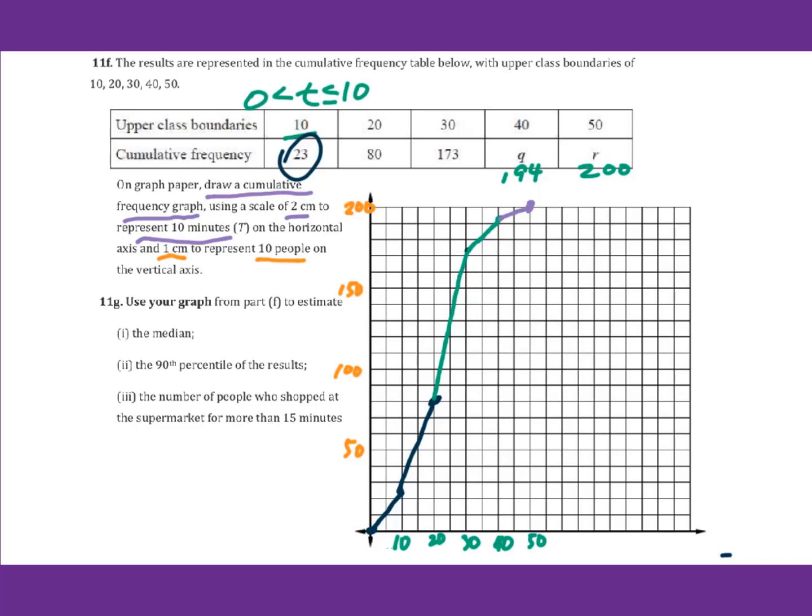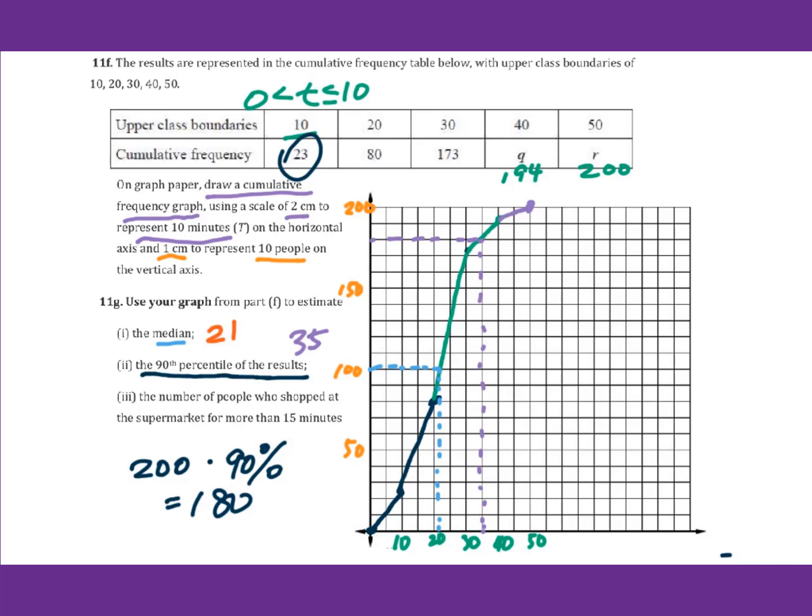Now from the graph, you need to figure out the median. So 100 here. This will be the median. You could see that's 20.5 or 21. Let's do 21 here. Second one, the 90th percentile of the result. That means 200 multiplied by 90%. You will get 180. So 180 is here. Go down. You will get 35 from this graph.